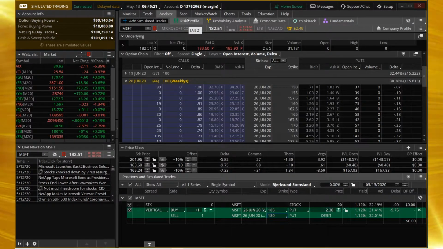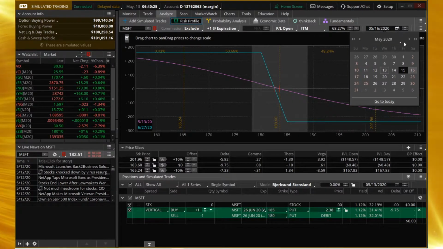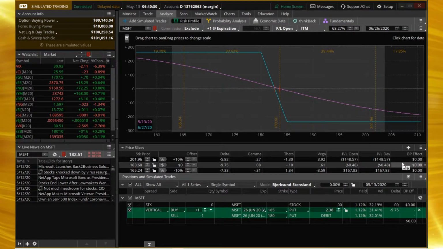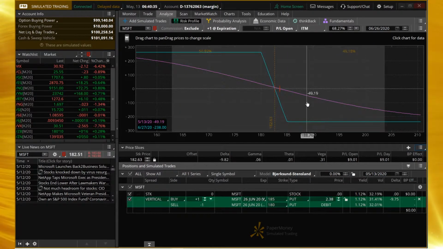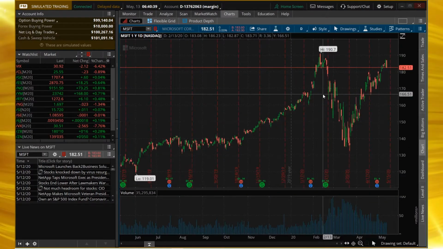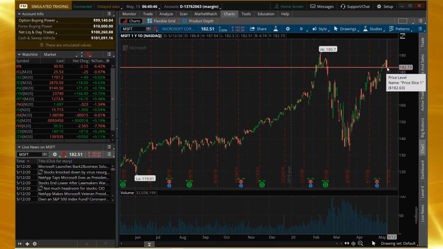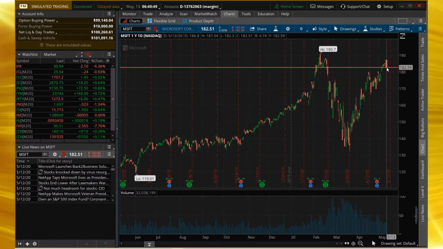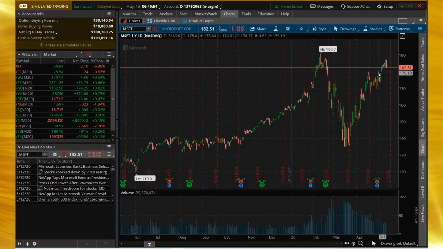And now let's take a look at the risk profile for this trade. I'm going to set this up to the June weeklies, which would be here, and set our price slices to break even, right? And of course, I like doing this too, set slices to chart. Okay, so now we're saying that this is where we want Microsoft to go lower than this line here. If it goes lower than this line, we're going to profit, right? We're going to have some intrinsic value there.